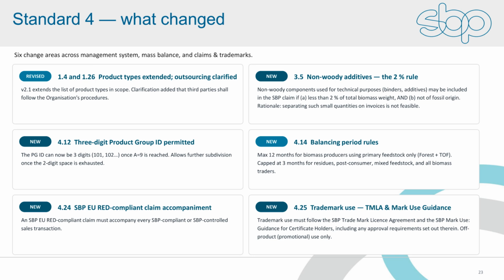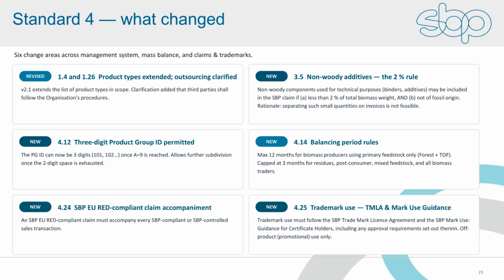6 change areas across management system, mass balance, and claims and trademarks. 1.4 and 1.26, the list of product types in scope is extended, and a clarification has been added that third parties must follow the organization's procedures. 3.5 introduces the 2% non-woody additive rule.